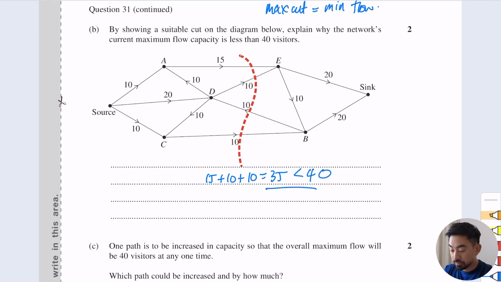Now looking at AE and DE, which go into the same vertex here, E, well, that's a total of 35. And down here, it's got an output of 30. So we could increase EB here by 5, which would let this basically squeeze that extra 5 through here.